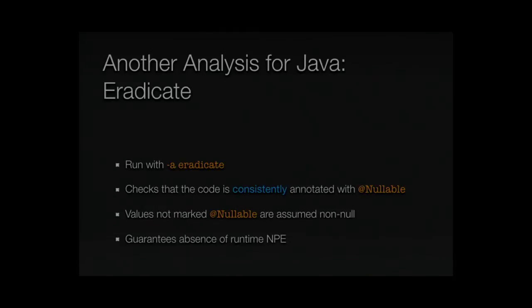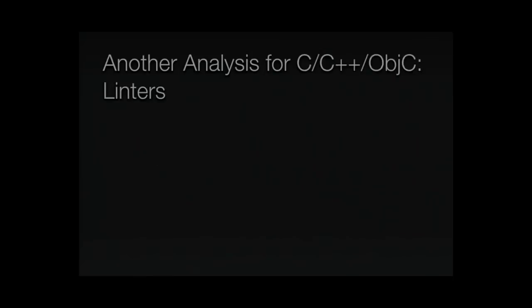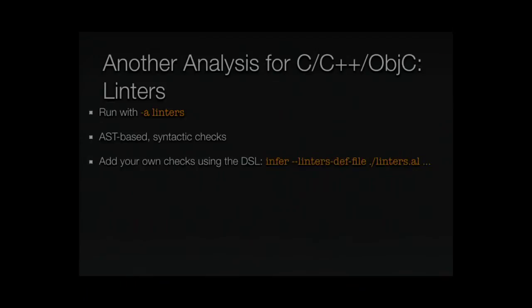Another mode is for the Clang side of Infer. We have what we call linters, which are simpler checks, which are just syntactic and walking over the AST and looking at the nodes. And what's interesting is you can write your own checkers easily. Either inside Infer, you can add them in OCaml, or you can even use a simple DSL we have.